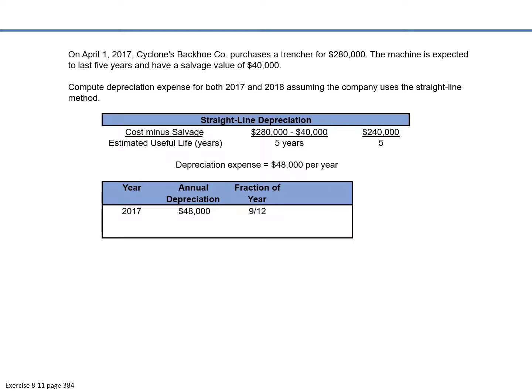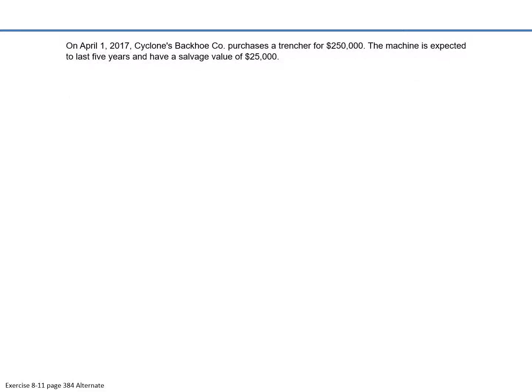In 17, we can only record 9/12 of our year's worth of depreciation, right? So 48,000 times 9/12 is 36,000. In 18, it's a full year. So you have 48,000 times 12/12, right? So those dates are key, okay? All right.